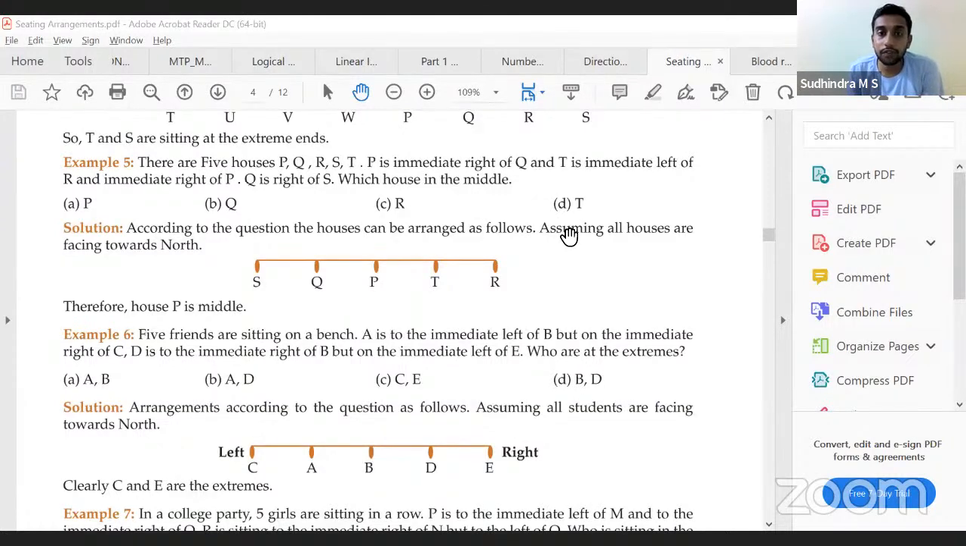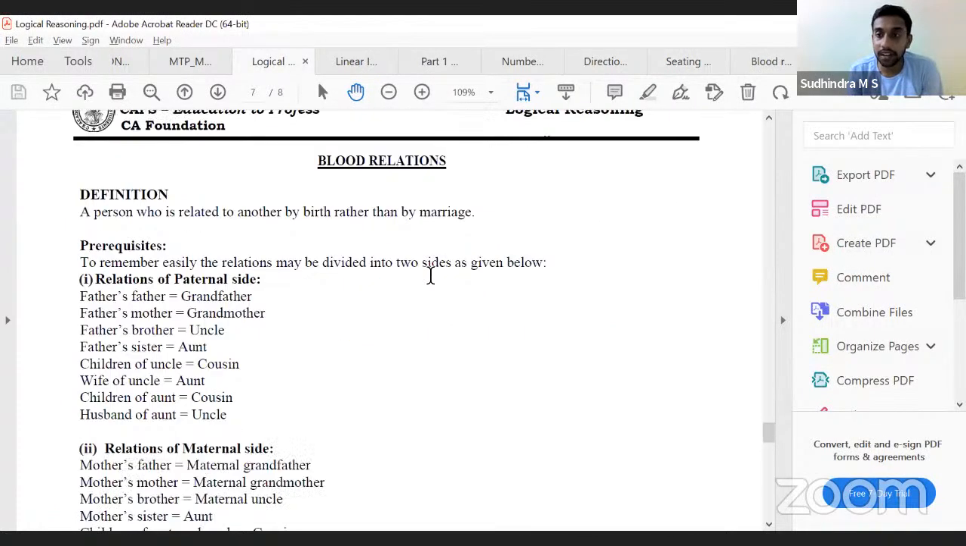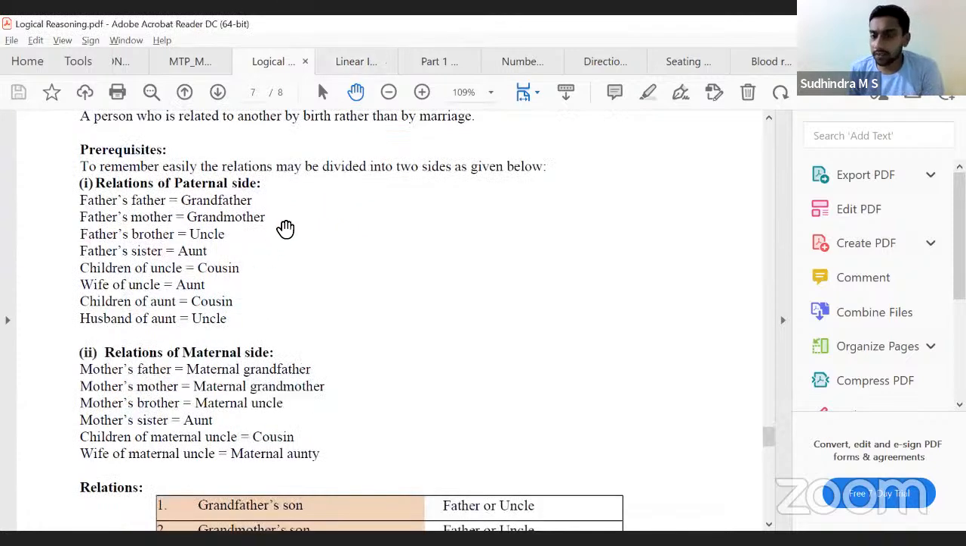Last chapter of logical reasoning, our most interesting chapter, blood relation. So we have to understand blood relations here. Unless we understand blood relations, we cannot solve these problems. Blood relation means those persons who are related by birth rather than by marriage. There are some relations given here, and we have to just look into these relations. Only these relations will be asked in the exams.